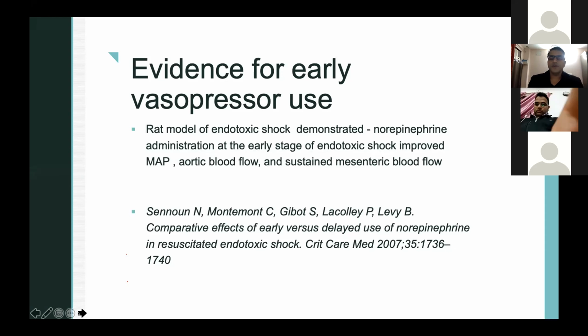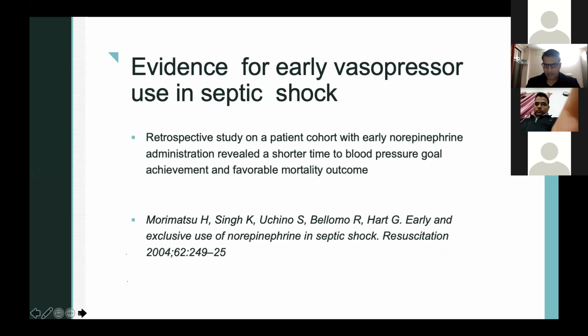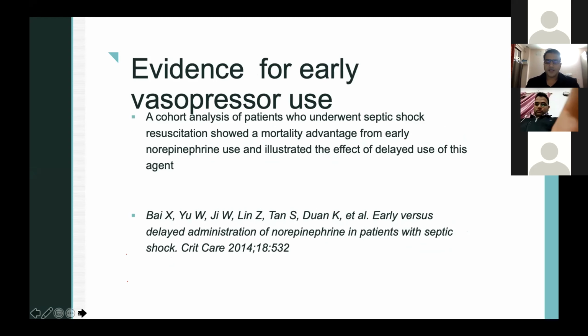Now, is the use of early vasopressors correct in cases of sepsis and septic shock? Some animal studies, such as the rat model of endotoxic shock study, demonstrated that norepinephrine administration at the early stage of endotoxic shock improved the mean arterial pressure, aortic blood flow, and sustained mesenteric blood flow. Another piece of evidence for early vasopressor use in septic shock is a retrospective study on a patient cohort with early norepinephrine administration, which revealed a shortened time to blood pressure goal achievement and favorable mortality outcome. Again, this study in Critical Care 2014 was a cohort analysis of patients who underwent septic shock resuscitation. This showed a mortality advantage from early NORAD administration and illustrated the effect of delayed use of this agent.